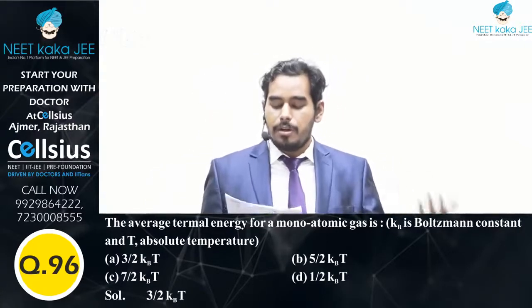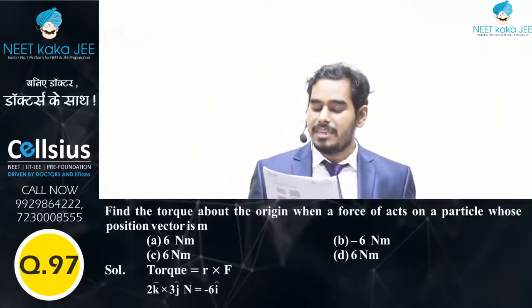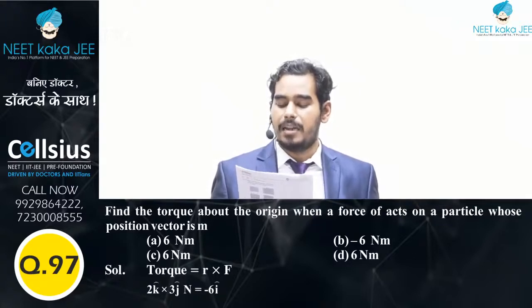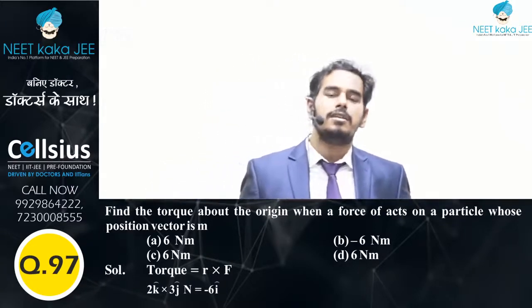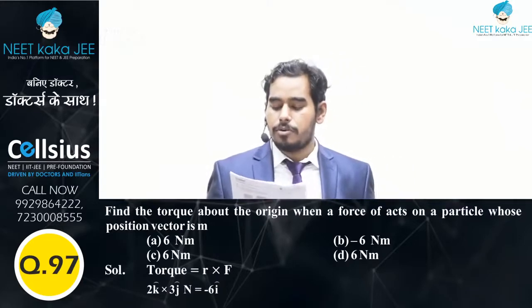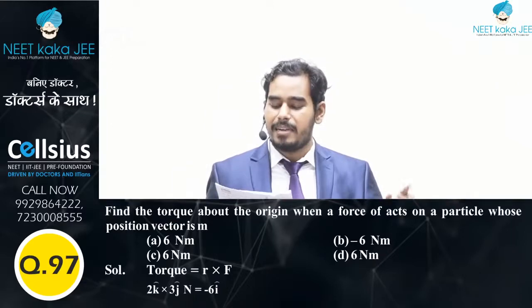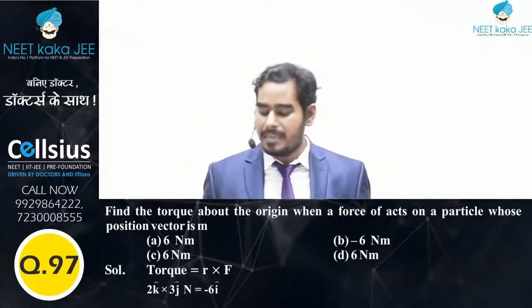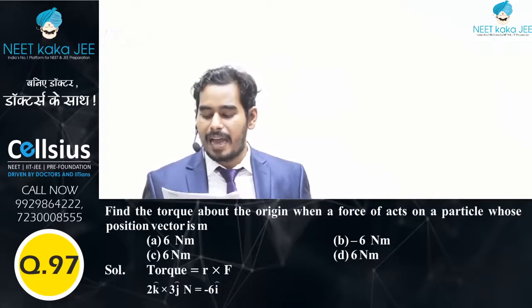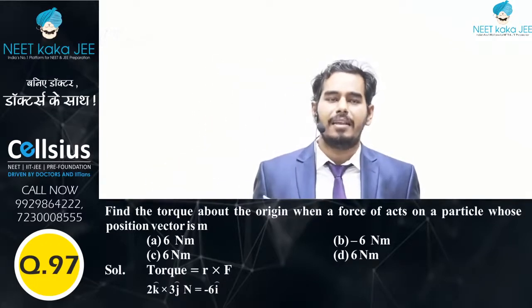Now the next question is, find the torque about origin when a force of 3J Newton acts on a particle whose position vector is 2k cap meters. So you know that torque is equal to R cross F. So what you will do, 2k cross 3J. So it is 6, and in bracket you write k cross J, and k cross J is going to become minus I. So it is minus 6I cap Newton meter. So obviously our answer comes as B. So the answer is B.